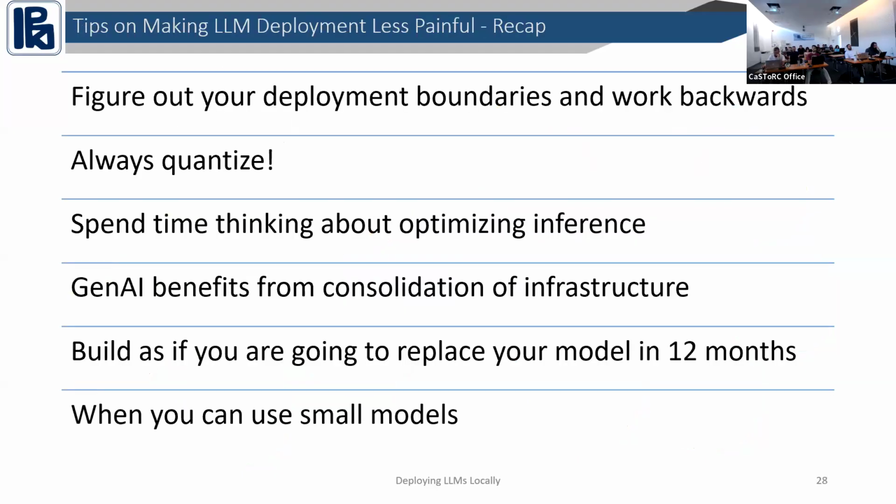Okay. And just to summarize here, if you're doing the LLM deployment, you need to figure out your deployment boundaries and then work backwards. So what sort of hardware you have available, and work backwards. You should always quantize. Spend some time thinking about how you can optimize inference, either through the batching strategies or the parallelism strategies. Then you should also consolidate your infrastructure and launch the models there and provide them as a resource. Build as if you're going to replace your models within 12 months, I would say 6. And use small models when you can.